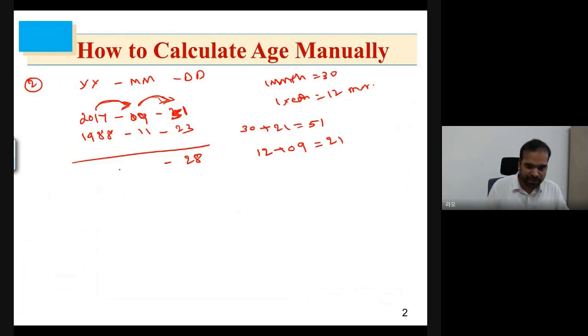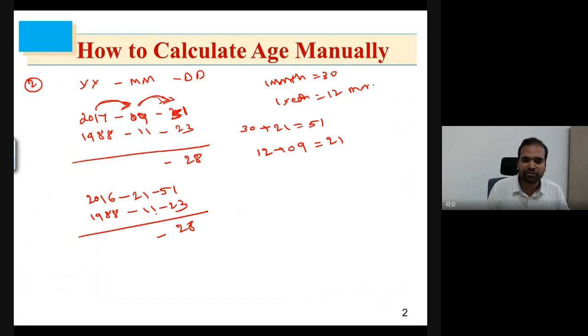Now here, what is the resultant value? I am writing here 2000. I take 1 year as the borrowing, right? From 2017, this one will become 2016. Now after borrowing, 9 will become what? 21 months. And this is the same. On the downside, I'm not changing anything here. This is the same. I already entered here 28.